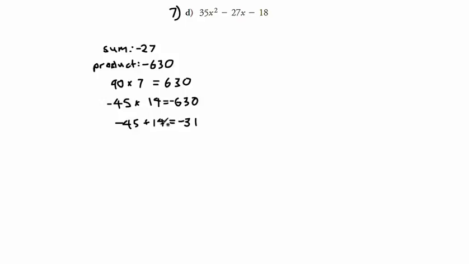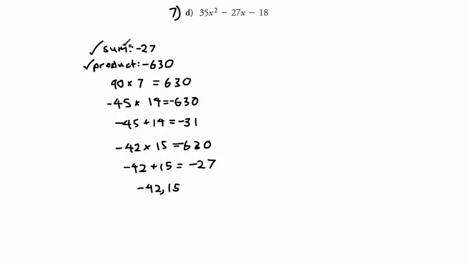So what about 42 times 15? That equals 630. And we also know that when we have a negative for the 42, this becomes minus 630, which is what we want for the product. So there's a check mark right here. And we also know that minus 42 plus 15 equals what? It equals minus 27. So these two numbers, minus 42 and 15, work for the sum as well.